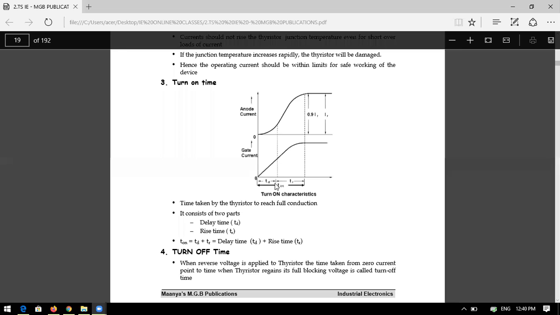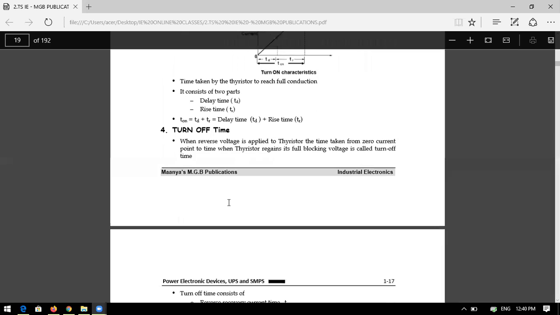You can call it delay, and how much time is taken to rise to this maximum peak, you can call as TR. So turn on time, Ton, is equal to delay time plus rise time, TD plus TR.